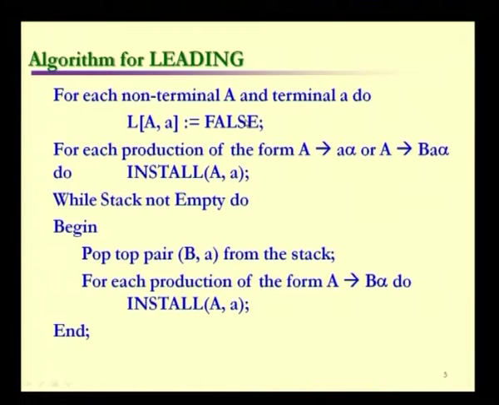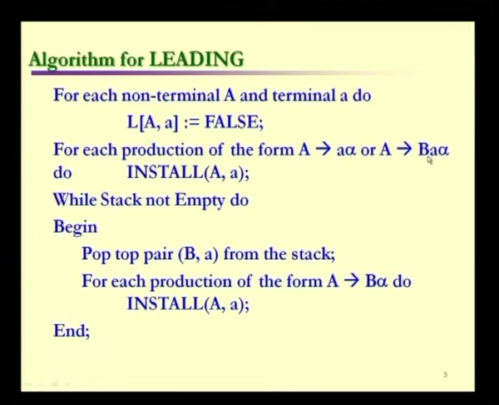Now, we look into the various productions of the form A derives A alpha. We are interested in computing the leading set of the variable A. If A derives a terminal followed by alpha, and the right hand side starts with the terminal, then we know that this terminal is going to be present in the leading set of the variable A. Otherwise, it can even be of the form A derives B followed by a alpha, where B is once again a single variable followed by a terminal.